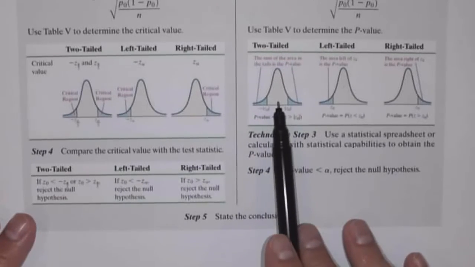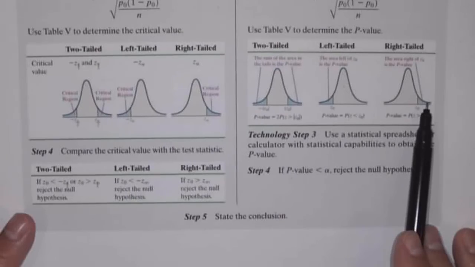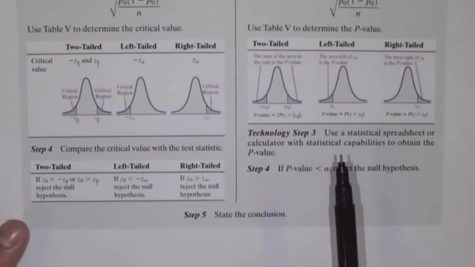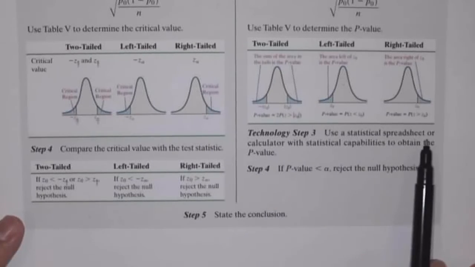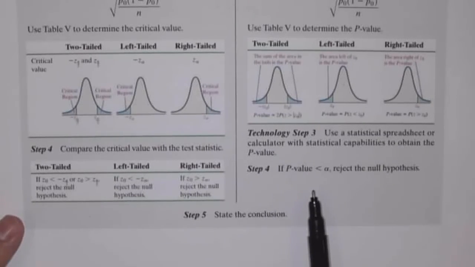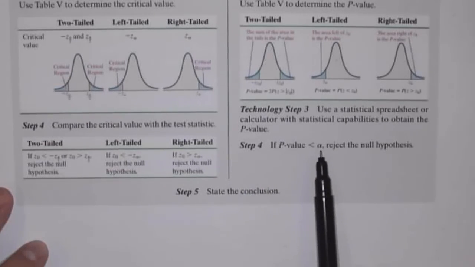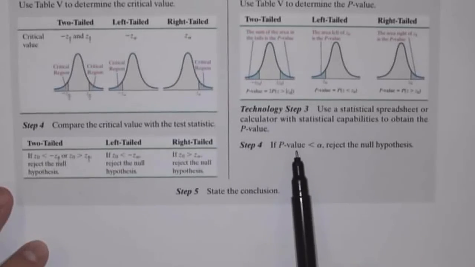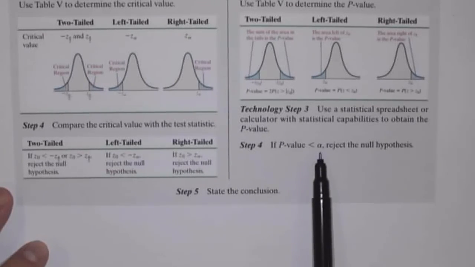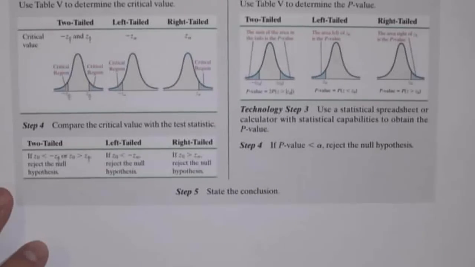As a general rule, the p-value for a two-tailed test will be double what it would be if it was either a left-tailed or a right-tailed test. We can also use technology, and I'll show you how to do that, to figure out what the p-value is. But as a general rule, if the p-value is less than the level of significance, so if the p-value is less than alpha, we will reject the null hypothesis. If the p-value is greater than or equal to the level of significance, we will not reject the null hypothesis. And then we'll be able to state a conclusion.